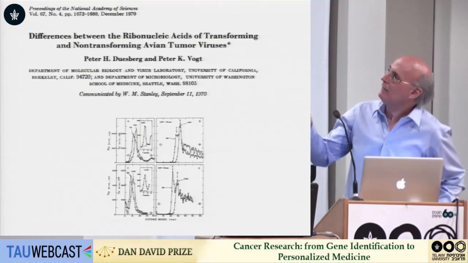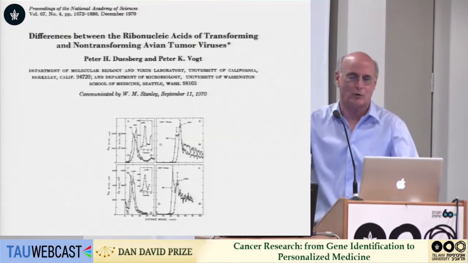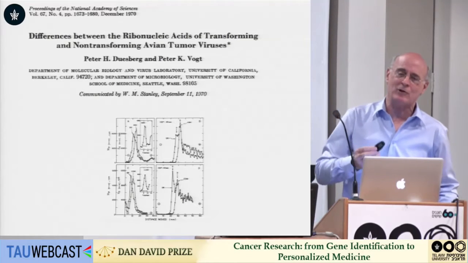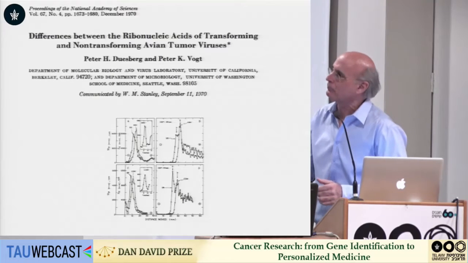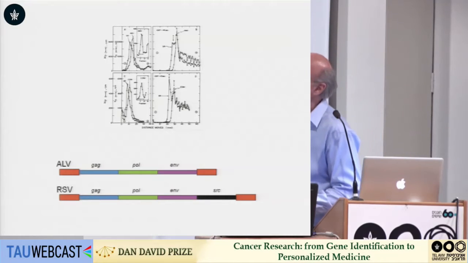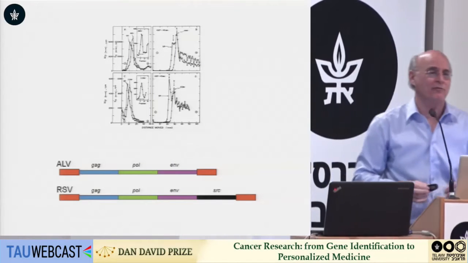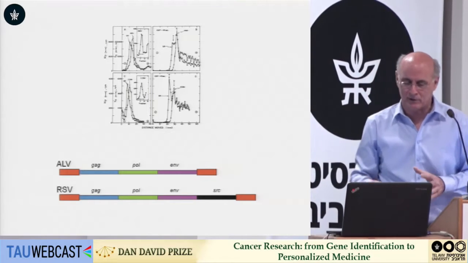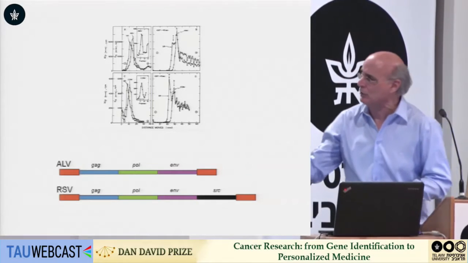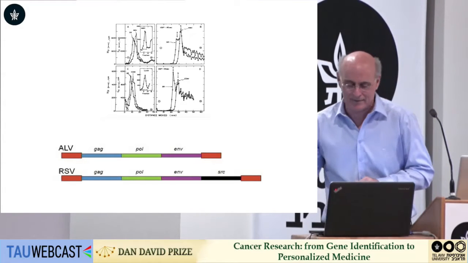He, together with Peter Duesberg, was able to show that in the non-transforming retroviruses there was a missing piece, missing sequences that actually turned out to be the viral oncogenes. So this is the original experiment, and this is the explanation. Non-transforming retroviruses, such as avian leukosis virus, have the basic machinery of retroviruses, the GAG, POL, and ENV genes. Rapidly transforming retroviruses, in addition to the basic machinery, have an additional gene, the viral oncogene. In this case, it was SRC.